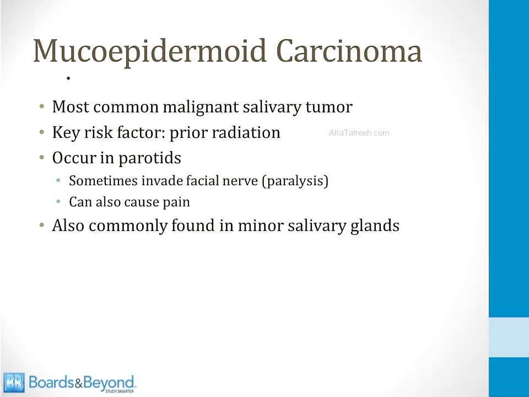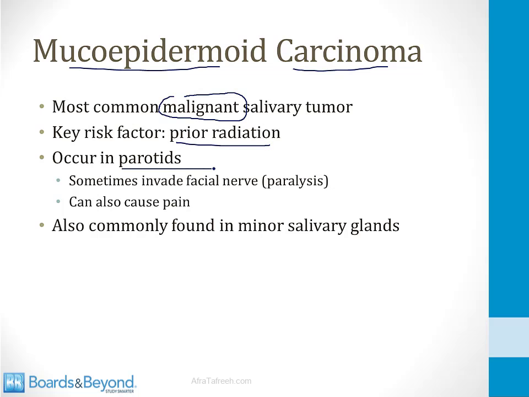The last salivary tumor that we'll discuss is called a mucoepidermoid carcinoma. This is the most common malignant salivary tumor. Remember what I told you before, most salivary tumors are benign. And an important risk factor for this salivary tumor is prior radiation. So for example, a child who has lymphoma and receives radiation to the head and neck is at risk for developing this cancer later in life. It occurs in the parotids, although it's also commonly found in some of the minor salivary glands.